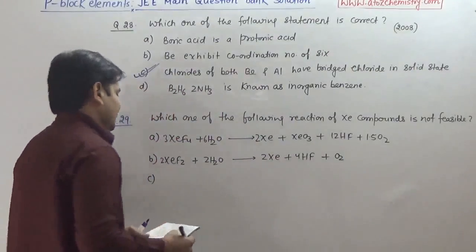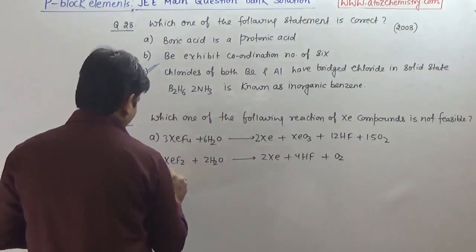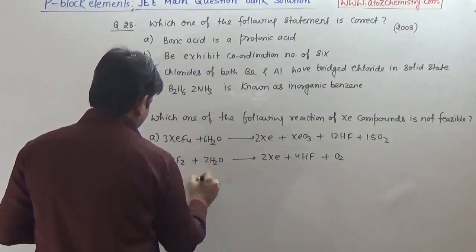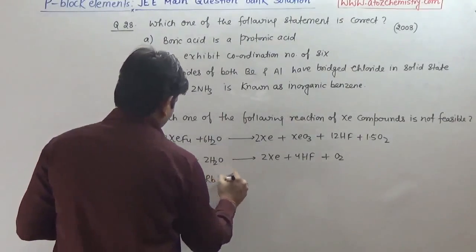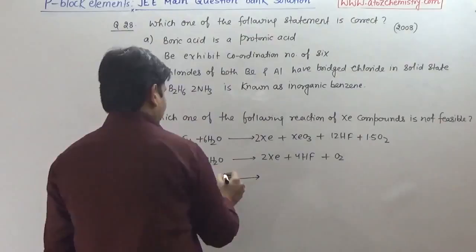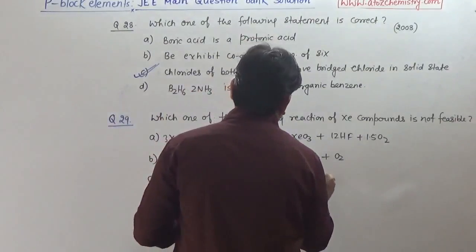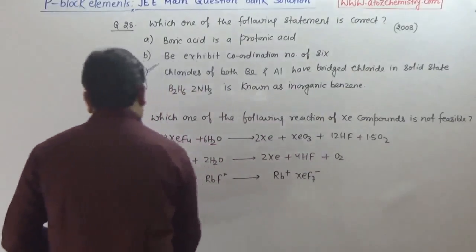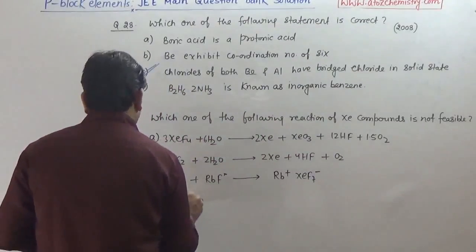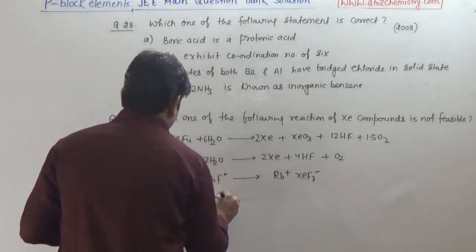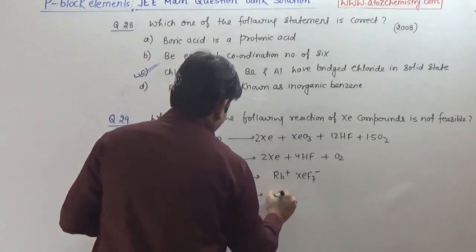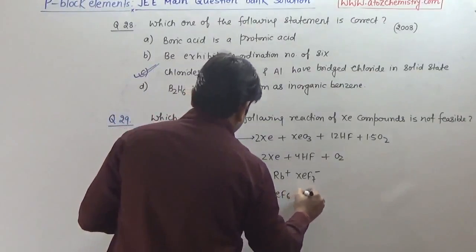C option. This is again correct. Again hydrolysis is occurring. Then fluoride is undergoing hydrolysis. XeF6 reacts with RbF to produce Rb plus XeF7 minus. This is again correct. And the D option, that must be incorrect. It is told that XeF6 plus 3H2.